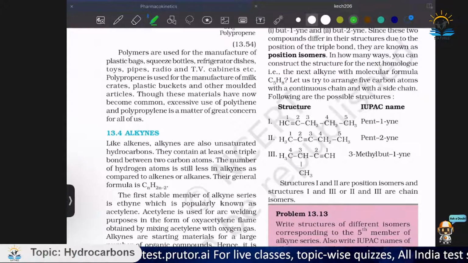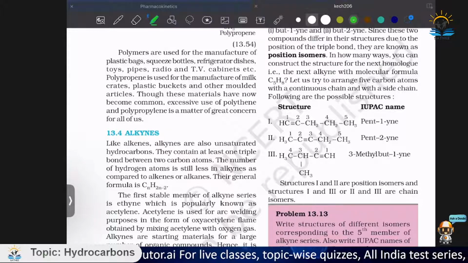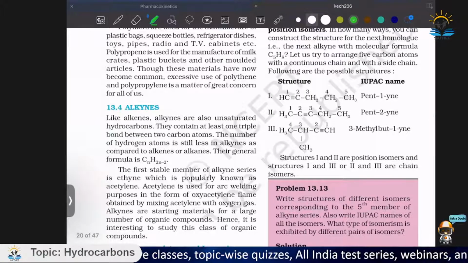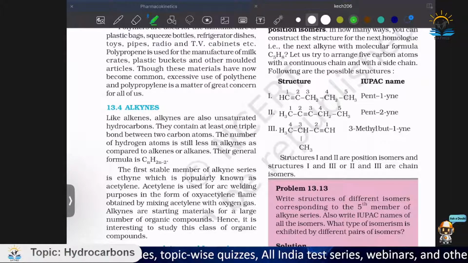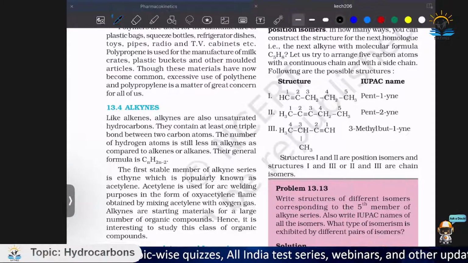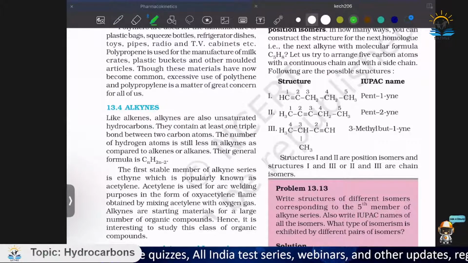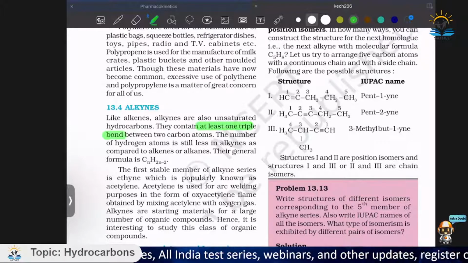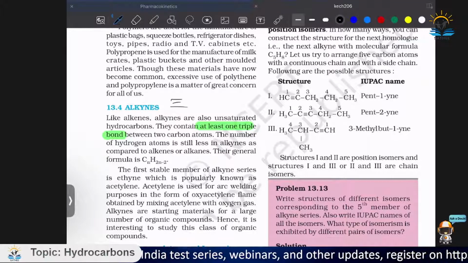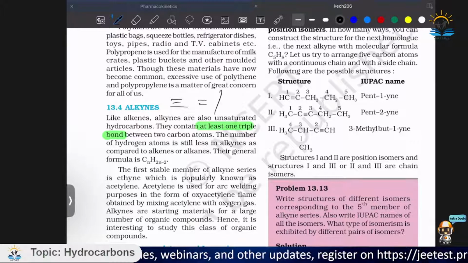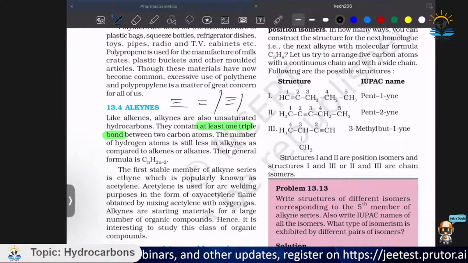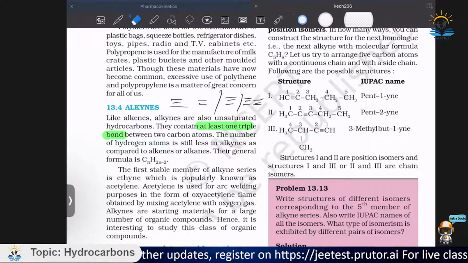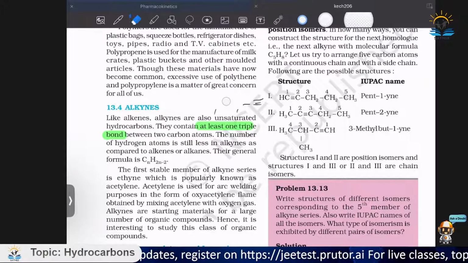Okay, guys. So we were discussing alkynes, and just like alkenes, they also contain multiple bonds. They are unsaturated, but this time they have at least one triple bond. So they might be having one triple bond, one double bond, and multiple single bonds, or just one triple bond, or they might be having multiple triple bonds. But at least one triple bond is required to call them alkyne. Okay, this is the definition.